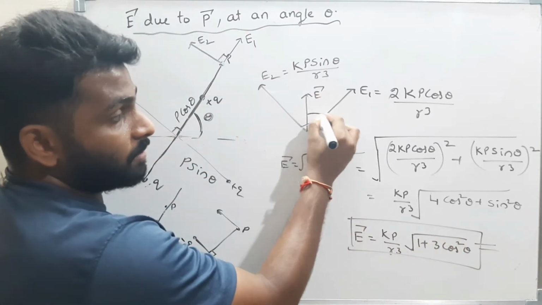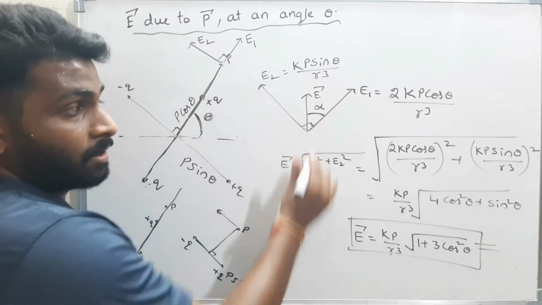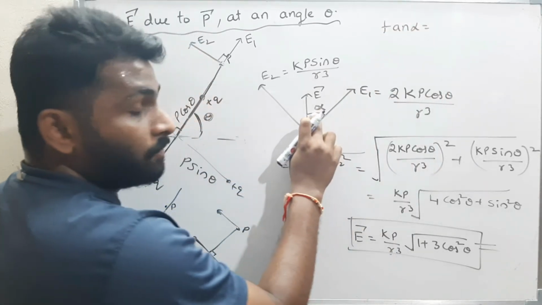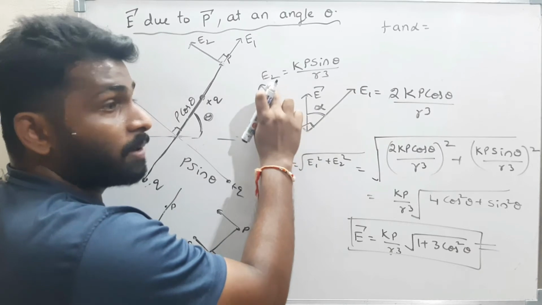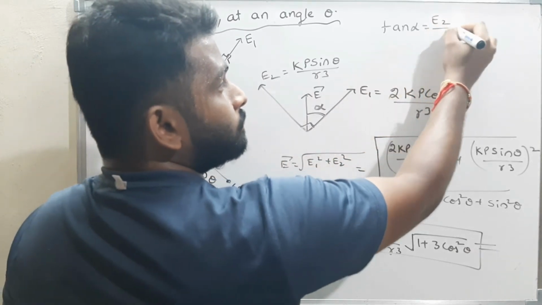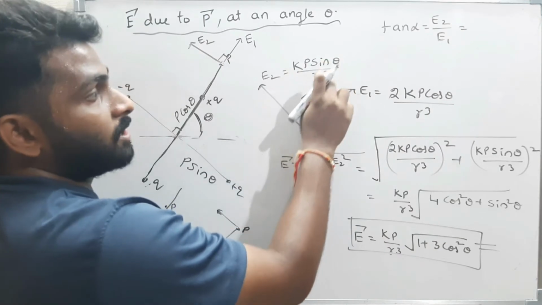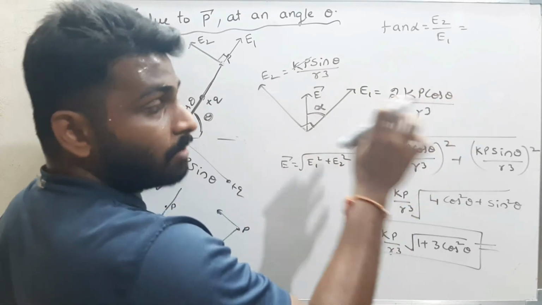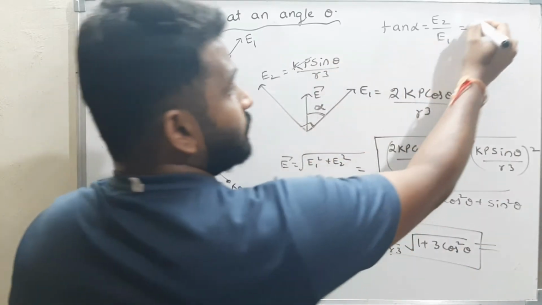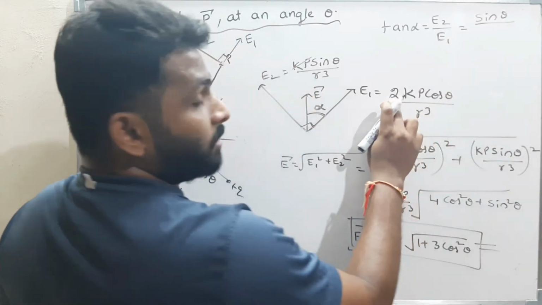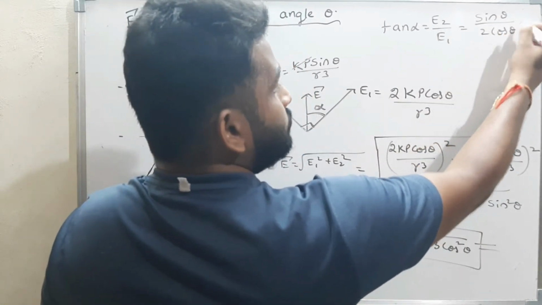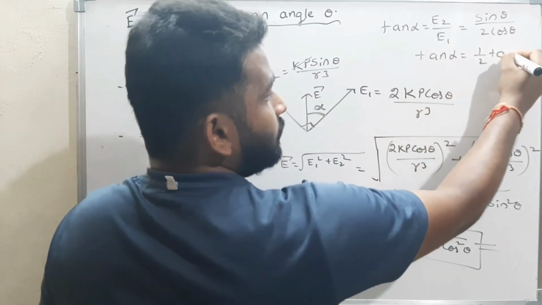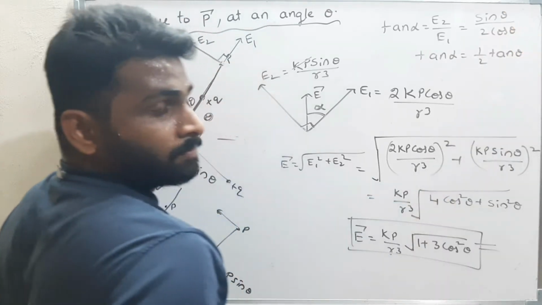Now this resultant is making some angle alpha with E1. If I want to find this angle alpha, then I have to find tan alpha, which is equal to E2 by E1. What is E2? kp sin theta by r cube. And what is E1? 2kp cos theta by r cube. kp will be cancelled off, r cube will be cancelled. What is remaining? sin theta by 2 cos theta. Therefore, tan alpha is equal to 1 by 2 tan theta, since sin theta by cos theta is tan theta.